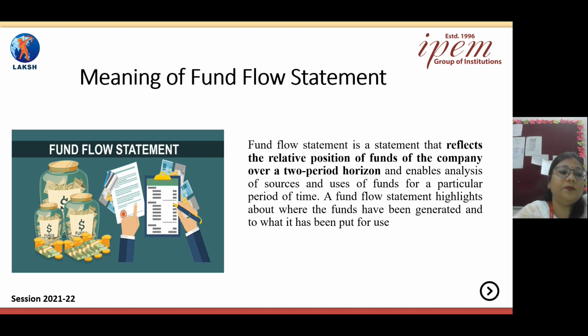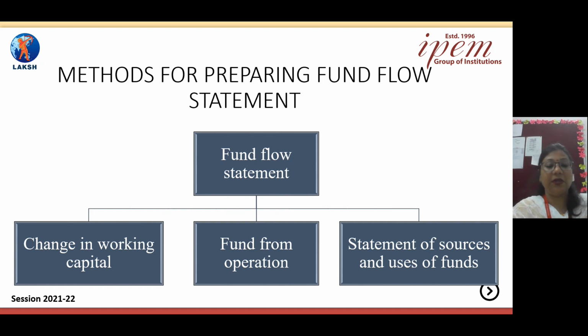So basically, the fund flow statement is to be prepared in 3 steps. The first step is the preparation of the statement of changes in working capital. The second step is the calculation of funds from operation. And the third step is the preparation of sources and uses of funds.